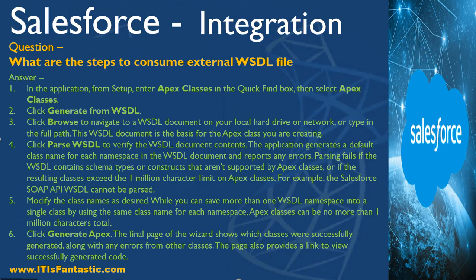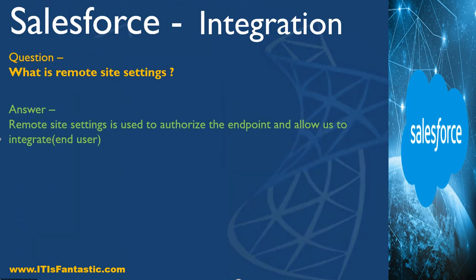What are the steps to consume an external WSDL file? In the application from Setup, we enter into the Apex class, click on Generate from WSDL, click Browse to navigate to a WSDL, click Parse WSDL, modify the class name as desired, and then click Generate Apex. What is remote site settings? Remote site settings is used to authorize the endpoint and allow us to integrate the end user.